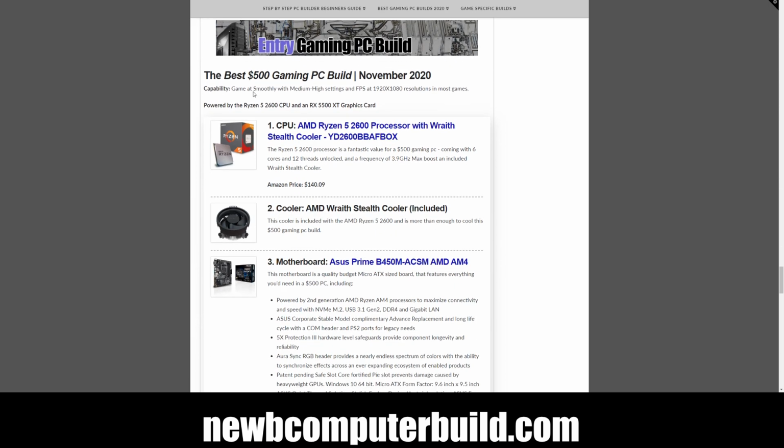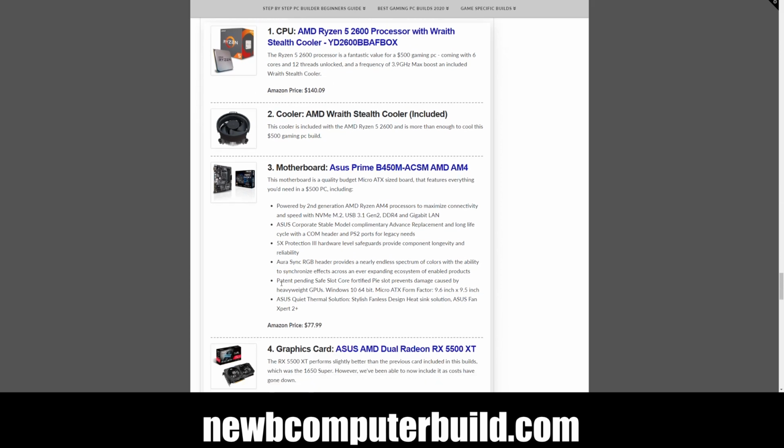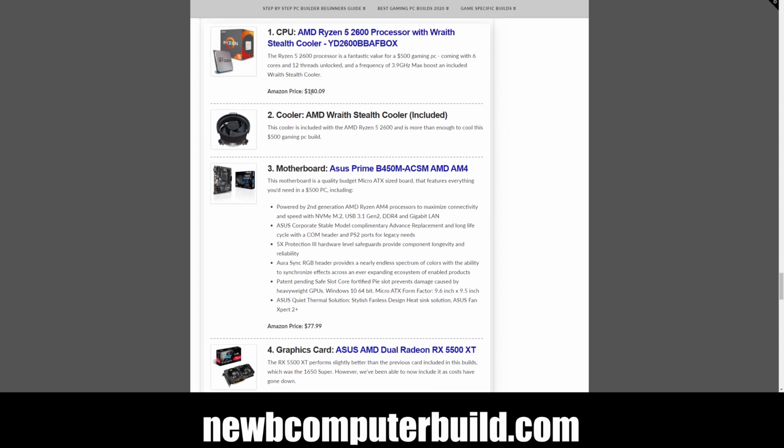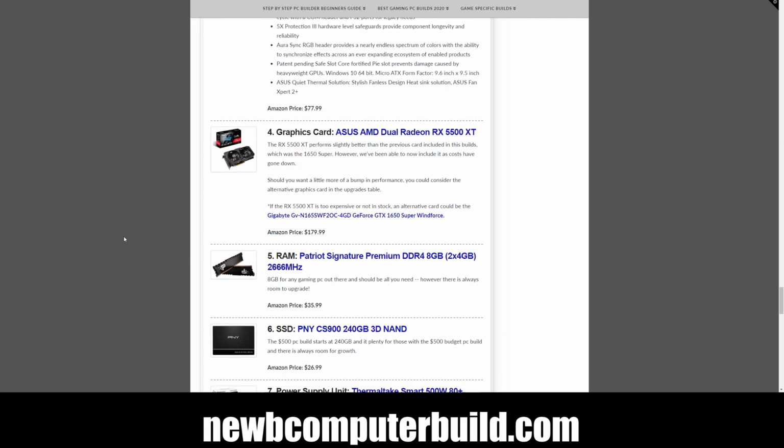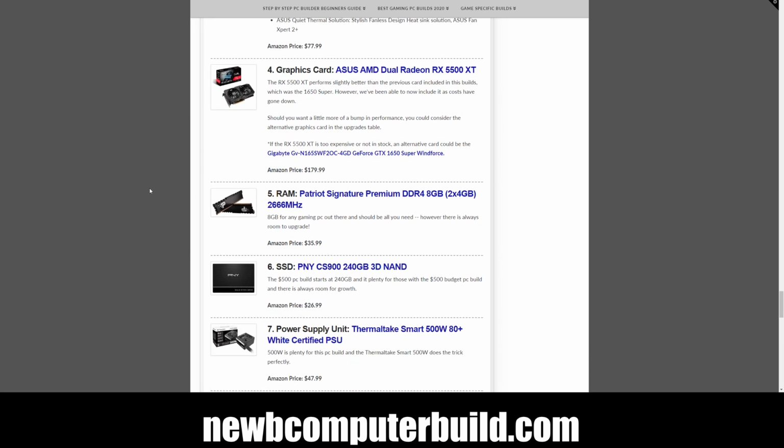The final build, the $500 build. I used to call this one the console killer, which might not be quite as relevant these days, but it'll perform quite well at 1080p, even medium to high settings at 1080p without an issue. So the CPU we have is the AMD Ryzen 5 2600 processor with the Wraith Stealth Cooler. The motherboard is the ASUS Prime B450M, a micro ATX motherboard. The graphics card to power this $500 PC is the Radeon RX 5500 XT, coming in at $179.99.